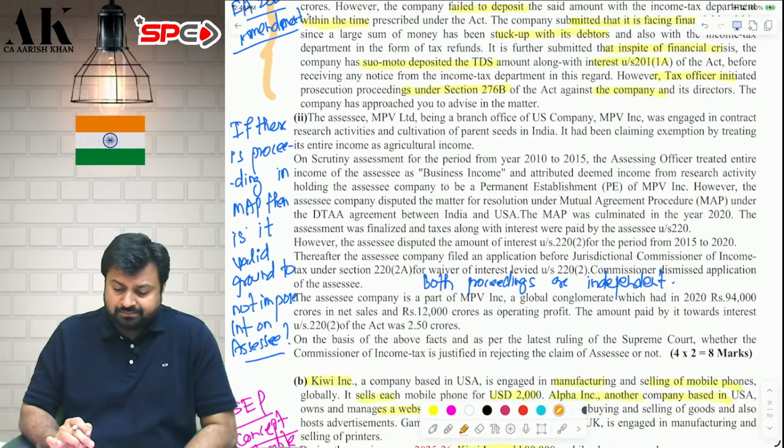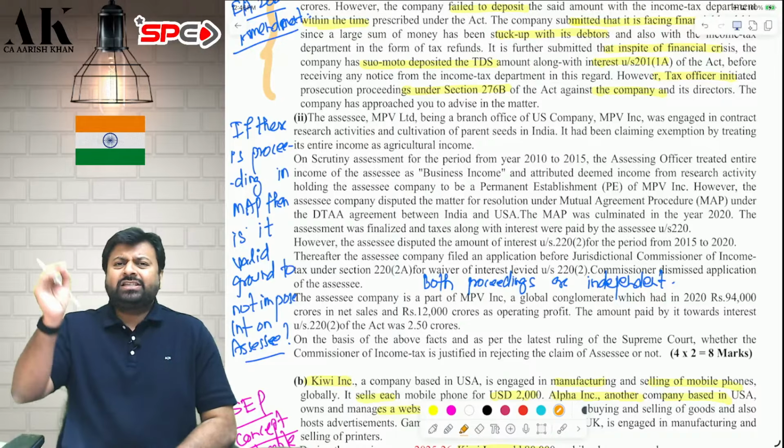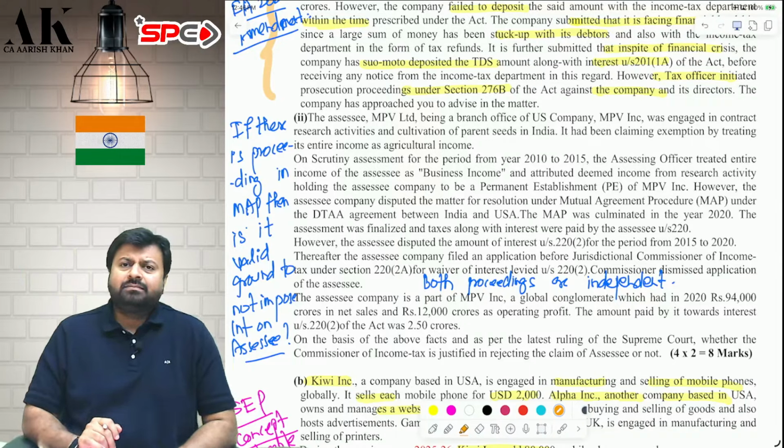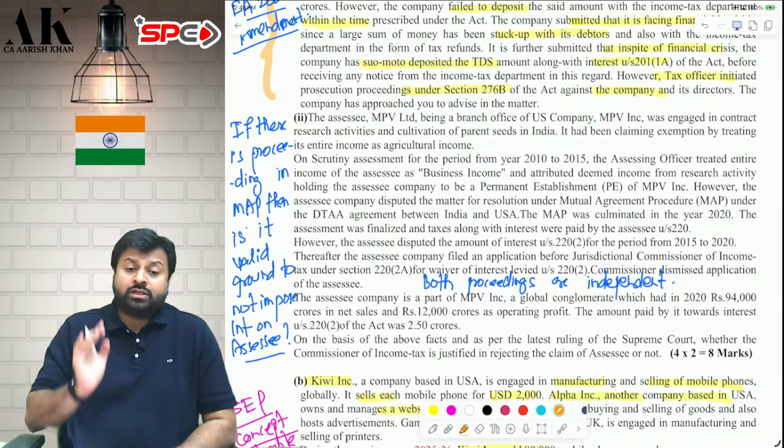Second question. There was an assessee who had initiated some MAP proceedings under the DTAA between India and a foreign country. What is MAP proceeding? Mutual agreement proceedings.